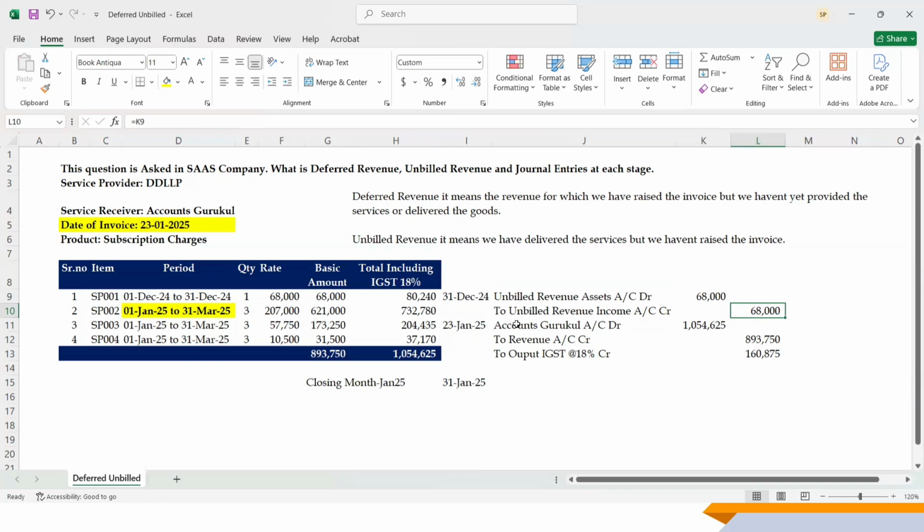Now, if you see, the invoice is raised for all the amount for December as well as for Jan and for the future period as well. So what you have to do? You have to do the reversal of this entry.